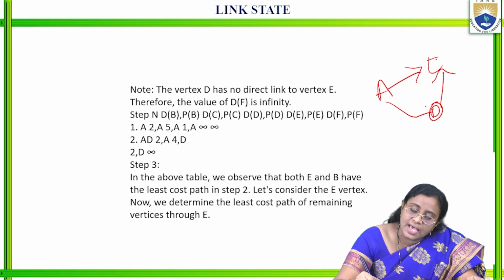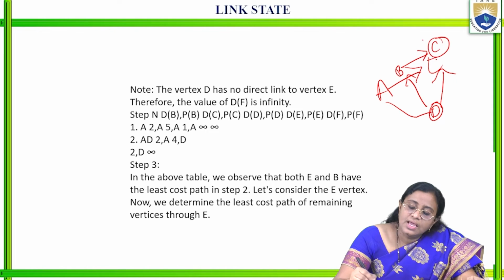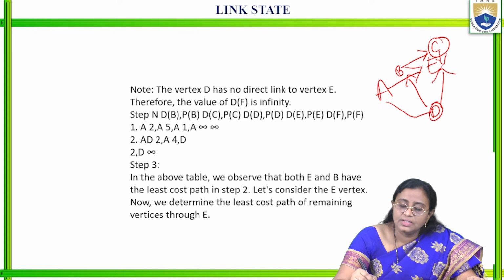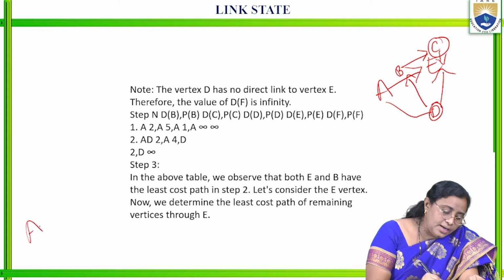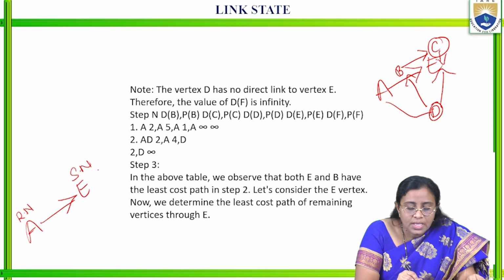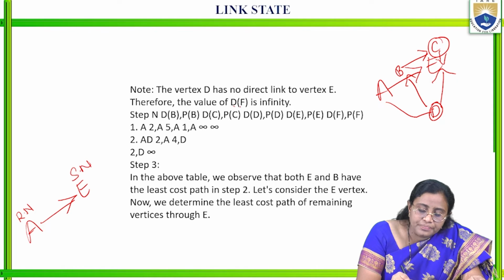Why? Because D again has the connection to B, B is again connected with C, and C is again connected with E. Like that, if you want to take the example of calculating A to E, this is the root node and this is the sub node. Therefore, the value of D of F is infinity.